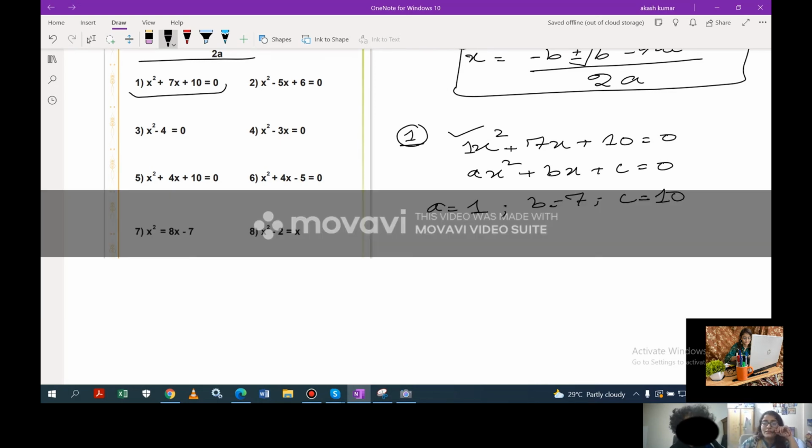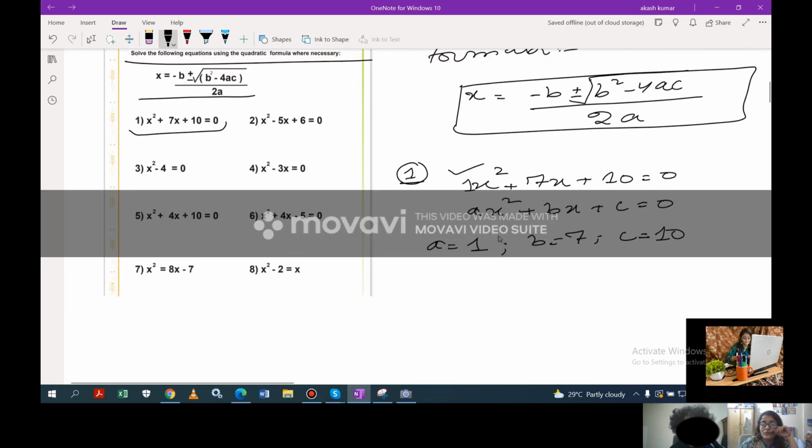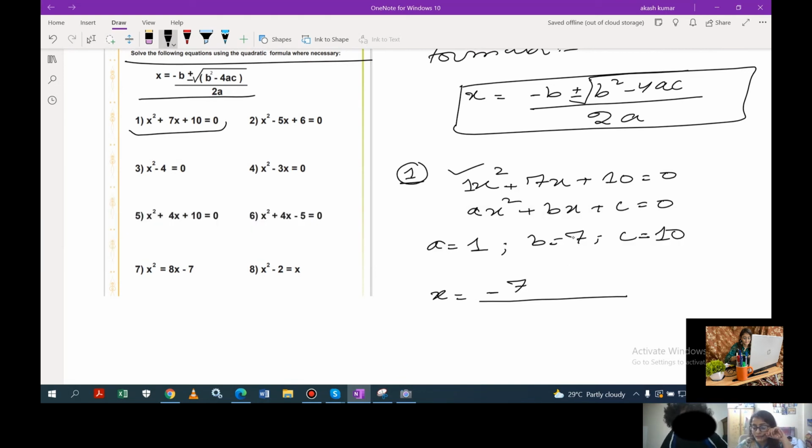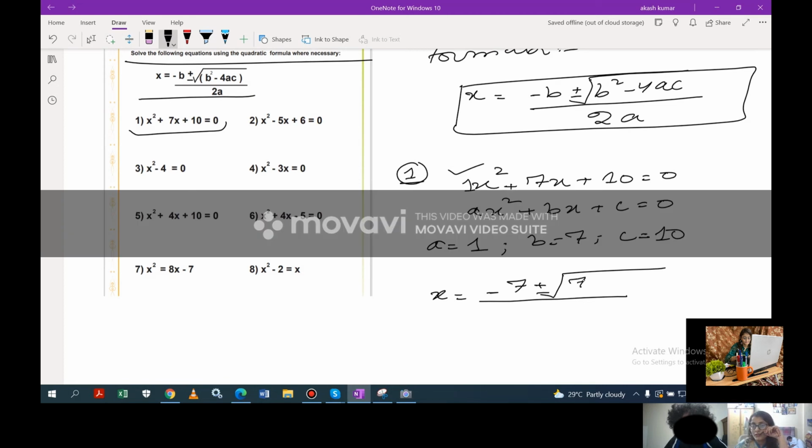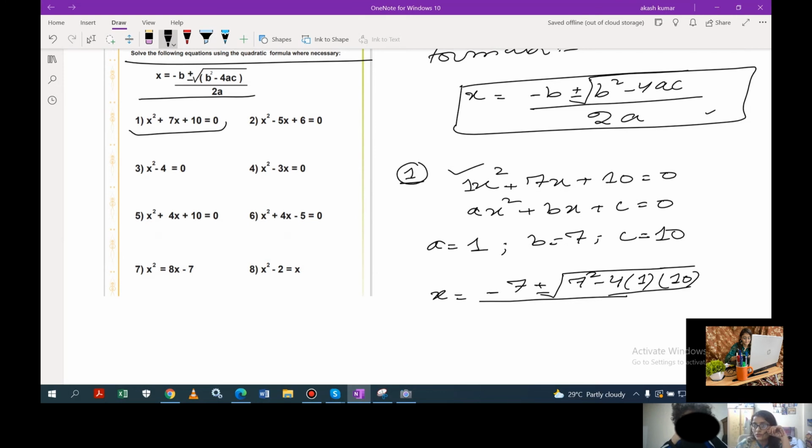Okay. Let's just put these values into our formula. So our formula is x equals minus b, b is 7, right? So plus minus the square root. Inside the square root we have b square, so it is 7 square minus 4, a is 1, c is 10. Is it clear? We just substituted our a, b and c values into this formula.